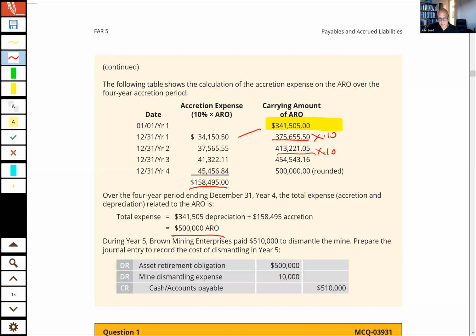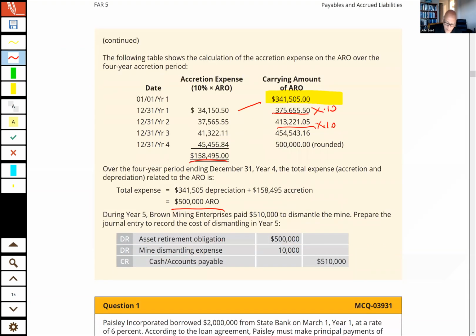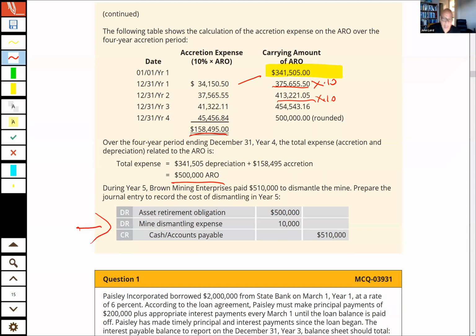Now that was an estimate of what I thought the cost was going to be to clean this thing up when I'm done. The actual amount will likely be different, hopefully not substantially different, okay? But the difference would just go to the cash, and whatever it is that I actually pay at the end of the 4th year, the difference between my liability and what I actually pay is an expense, okay?